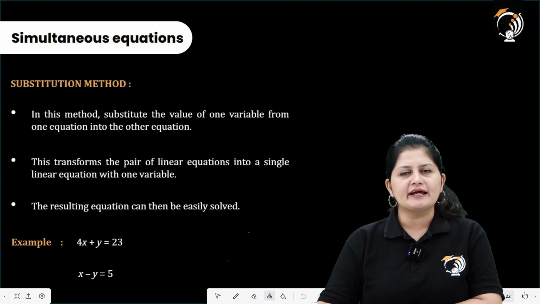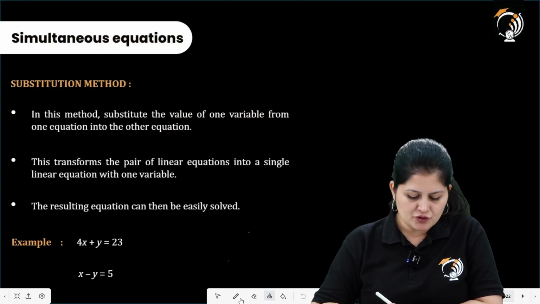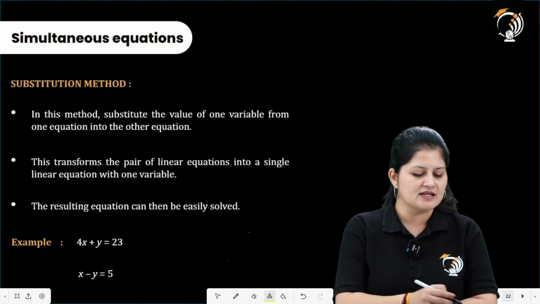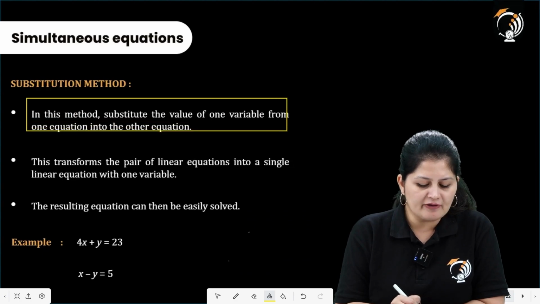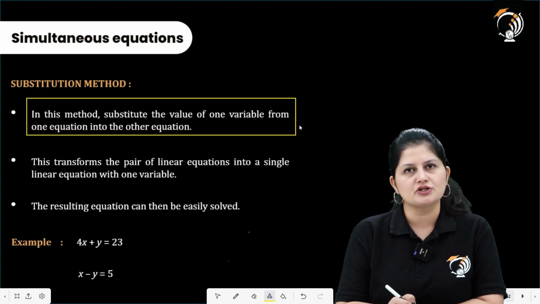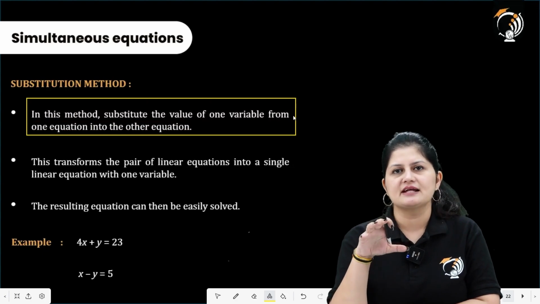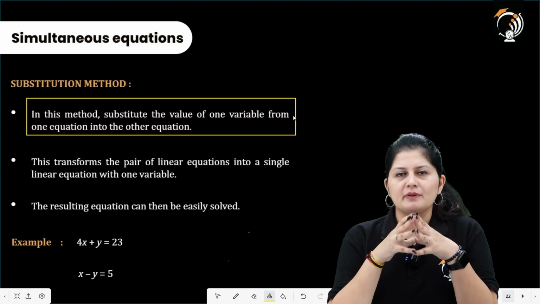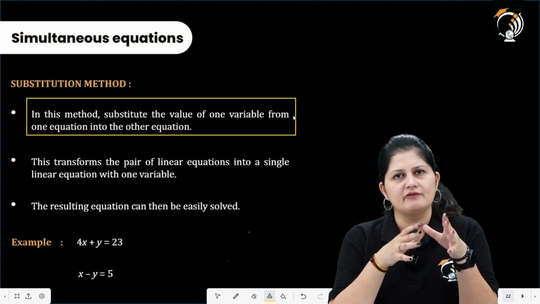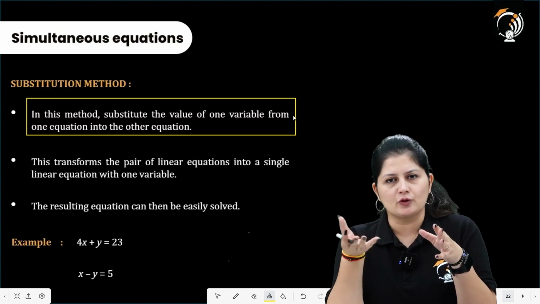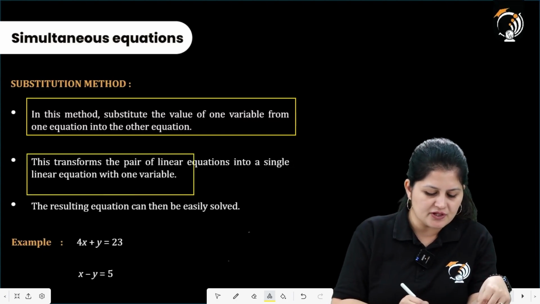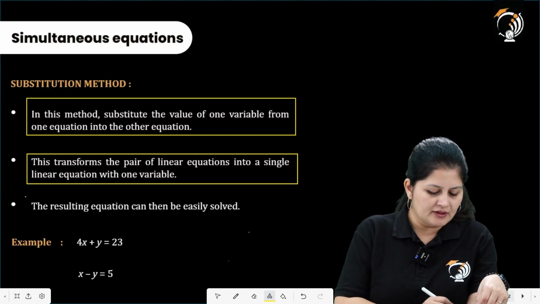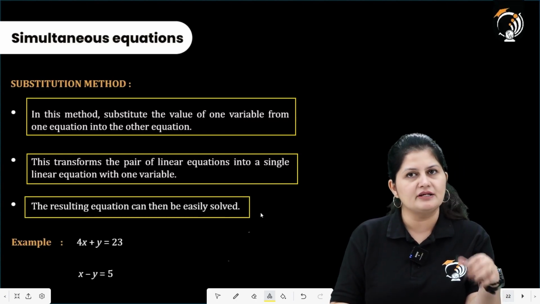Now, moving to the next method, which is the substitution method. Let's understand the steps for solving a question using the substitution method. In this method, substitute the value of one variable from one equation into the other equation. As the name itself says, we will be substituting something. We will get the value from one particular part and substitute it in the other equation. Further, this transforms the pair of linear equations into a single linear equation with one variable. The resulting equation can then be easily solved.